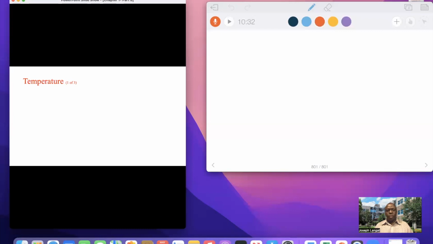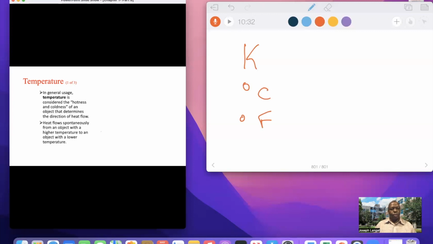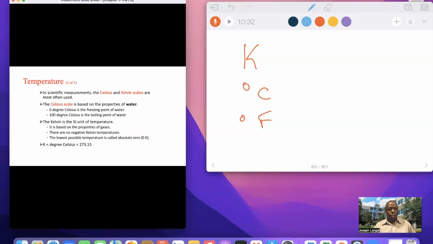There are three units for measuring temperature. There is the Kelvin, there is degrees Celsius, and degrees Fahrenheit. Degrees Celsius and degrees Fahrenheit, I want you to learn. All right, the measurement of temperature in three scales: Kelvin, Celsius, and Fahrenheit. This is just indicating the boiling point of H2O at normal atmospheric pressure and the freezing point.